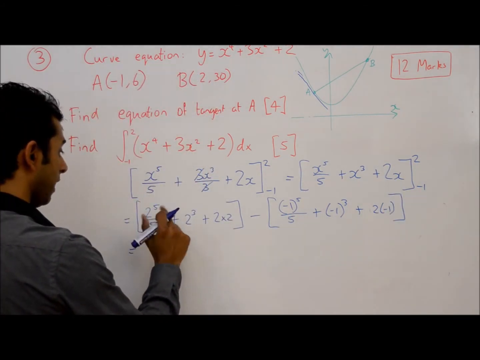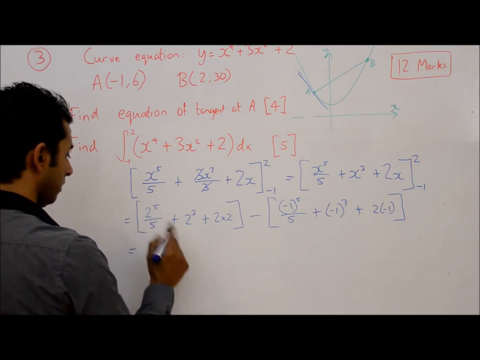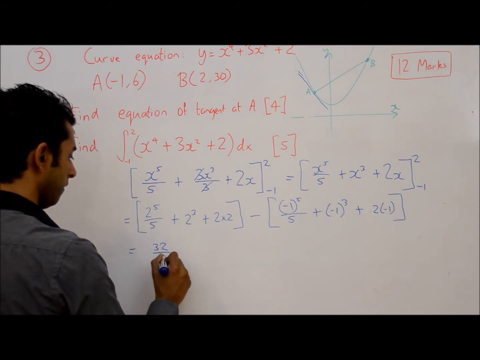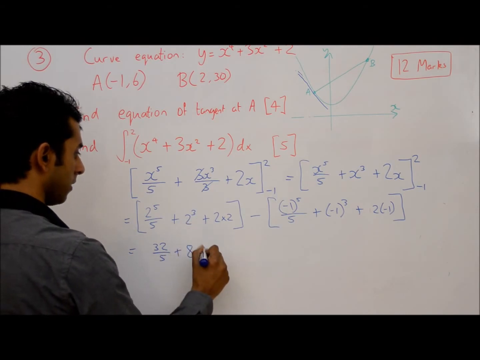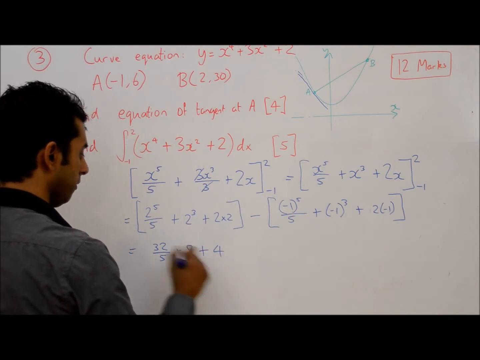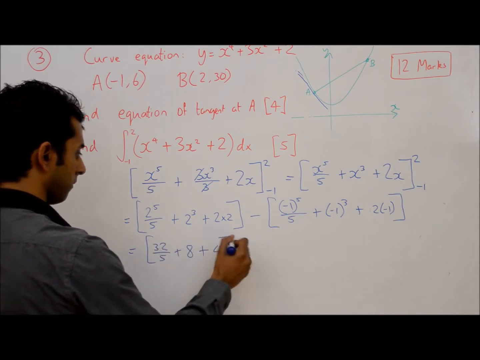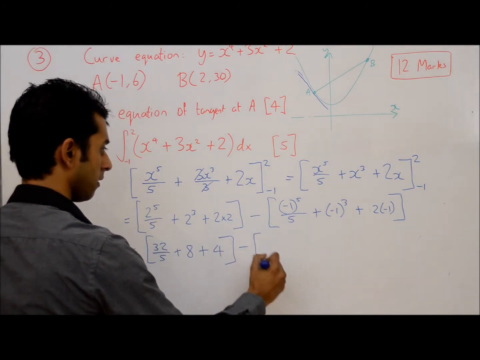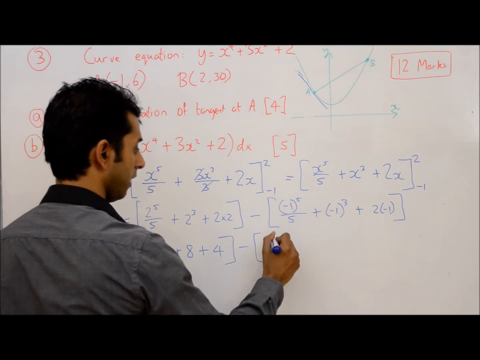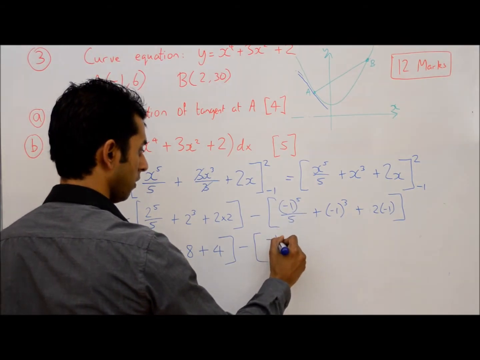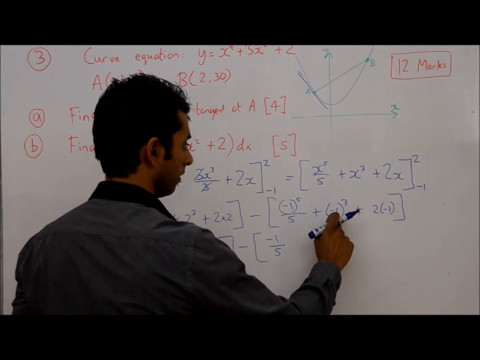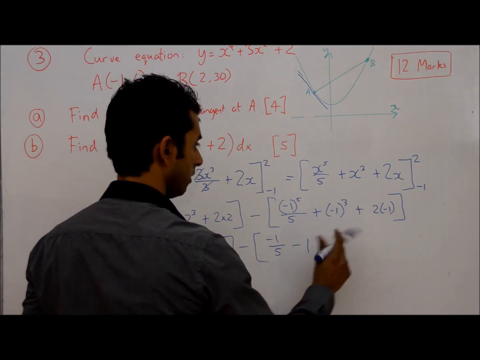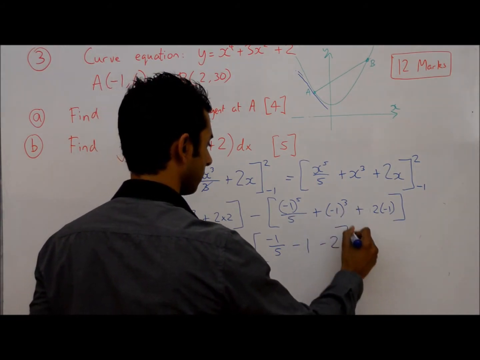2 to the power of 5 is 32 divided by 5, so it's 32 over 5. 2 cubed is 8. 2 times 2 is 4. Take away. Minus 1 to the power of 5 is minus 1 over 5. Minus 1 cubed is minus 1, and that's minus 2.